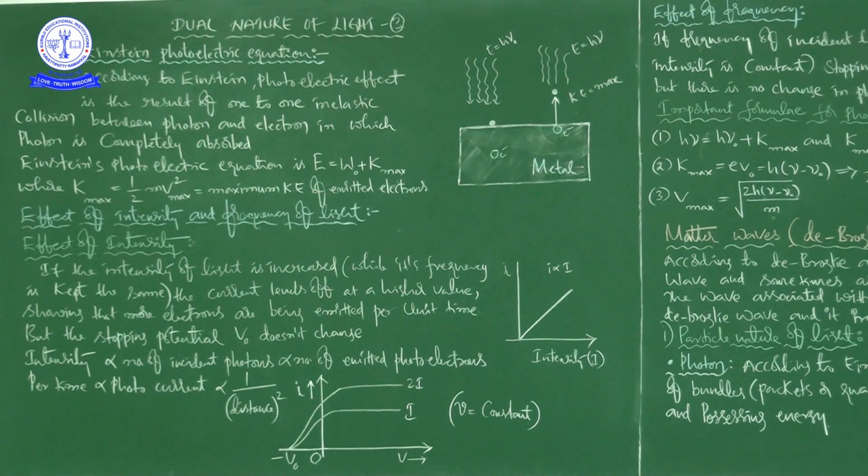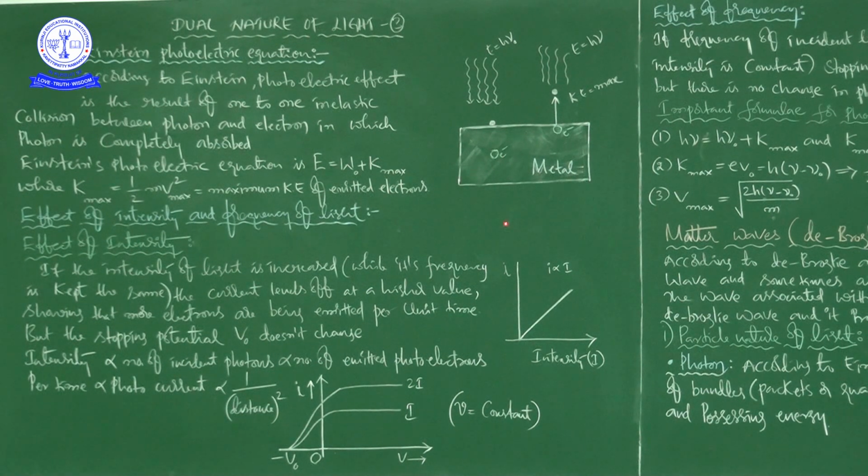When these electrons overcome that attractive force, depending upon the energy of the incident radiation, then these electrons will come out from the metallic surface. That is what we are calling emission of electrons from a metallic surface. This is what we are calling the photoelectric effect.